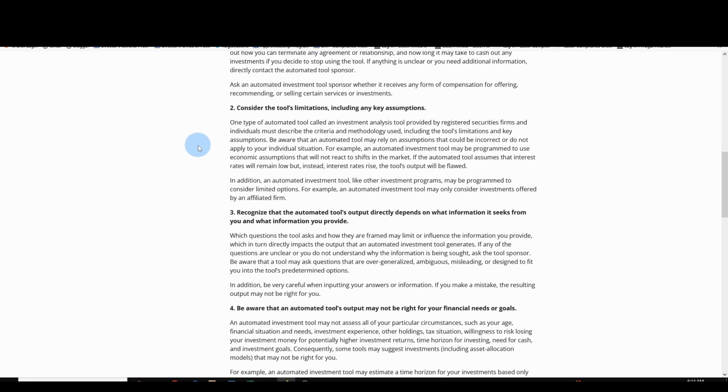One type of automated tool, called an investment analysis tool, provided by registered securities firms and individuals, may describe the criteria and methodology used, including the tool's limitations and key assumptions. Be aware that an automated tool may rely on assumptions that could be incorrect or do not apply to your individual situation. For example, an automated investment tool may be programmed to use economic assumptions that will not react to shifts in the market. If the automated tool assumes that interest rates will remain low, but instead interest rates rise, the tool's output will be flawed. It's black box investing, and I'm not a fan of black box investing.